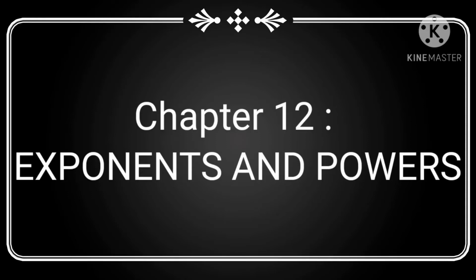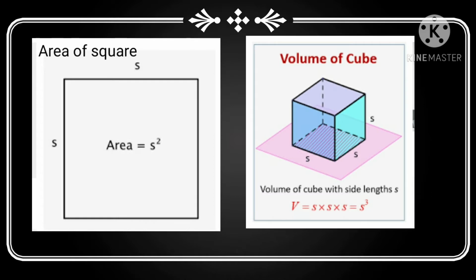Good morning, dear students. Now we are beginning with a new chapter, that is exponents and powers. To begin with, you must have come across the formulae for calculating the area of a square or the volume of a cuboid. Did you notice that the area of a square is equal to side square and the volume of a cube is equal to side cube? Now this chapter will make us clear what that square and cube mean in general.